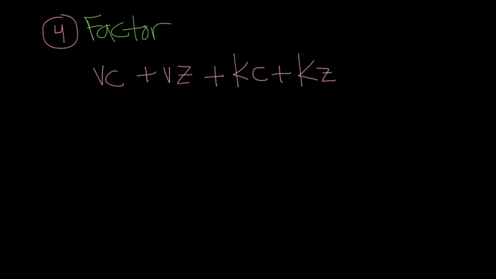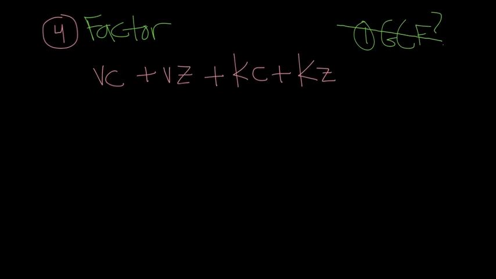All right, so for our fourth example, we're asked to factor VC plus VZ plus KC plus KZ. Again, the first thing, check to see if there's a greatest common factor. Not going to be able to take V out of everything. Can't take C out of everything. Not going to be able to take K out of everything. And not going to be able to take Z out of everything. So in this case, no greatest common factor.